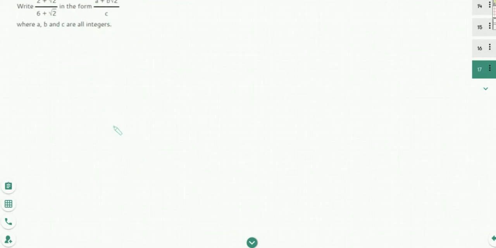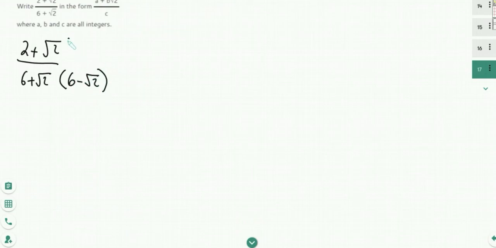So let's go ahead and rationalize the denominator. So 2 plus root 2 over 6 plus root 2. Remember from the beginning, guys, whenever there's a number being added to the surd, we're going to multiply by the inverse. So we're going to multiply this by 6 minus root 2. And then this will be 6 minus root 2 as well. I'll put this in brackets as well.